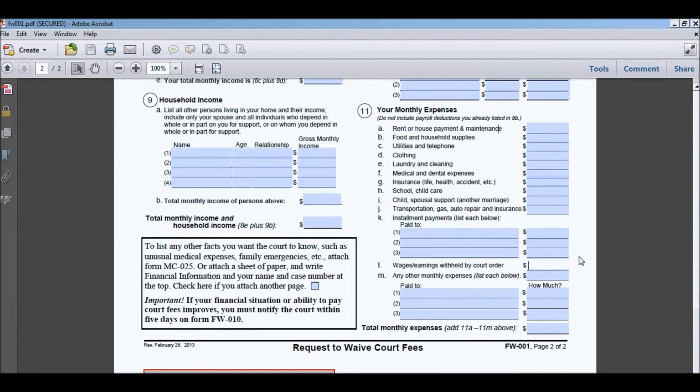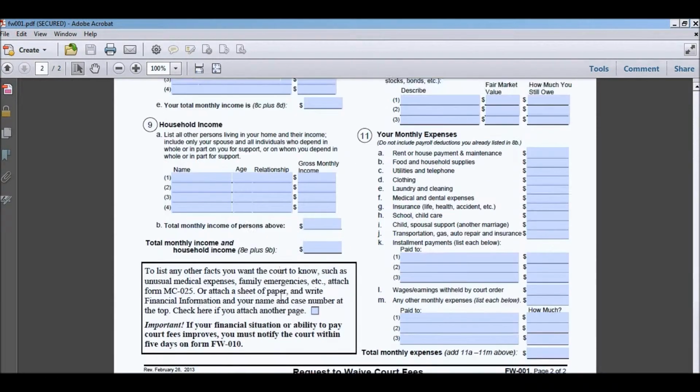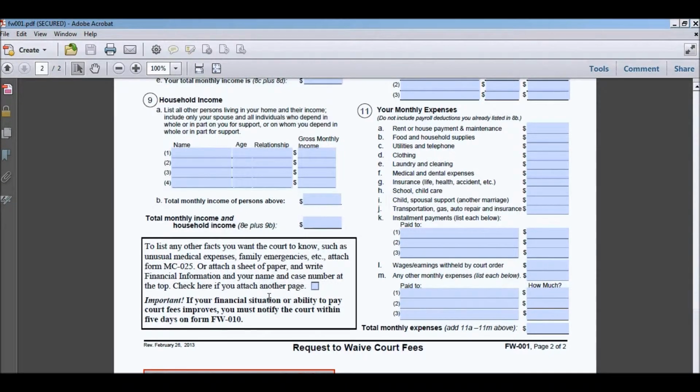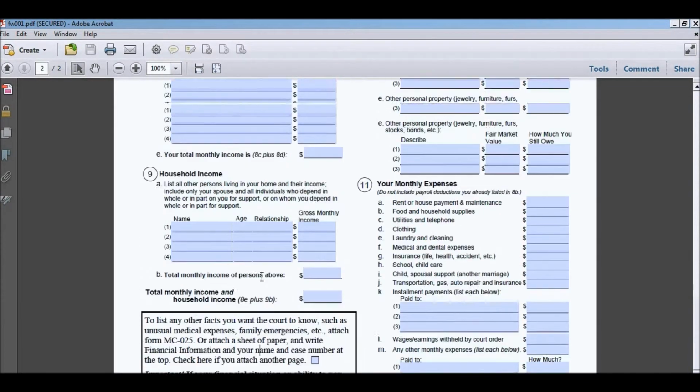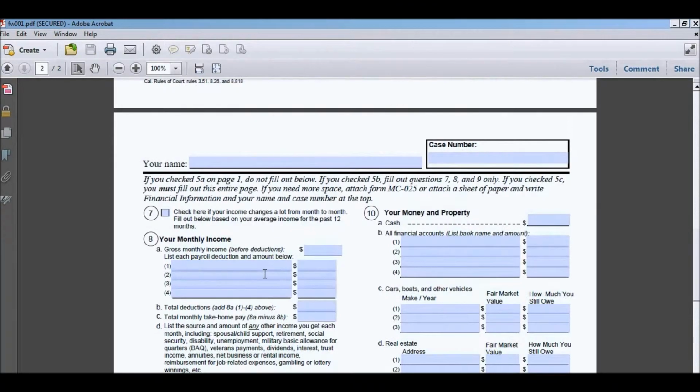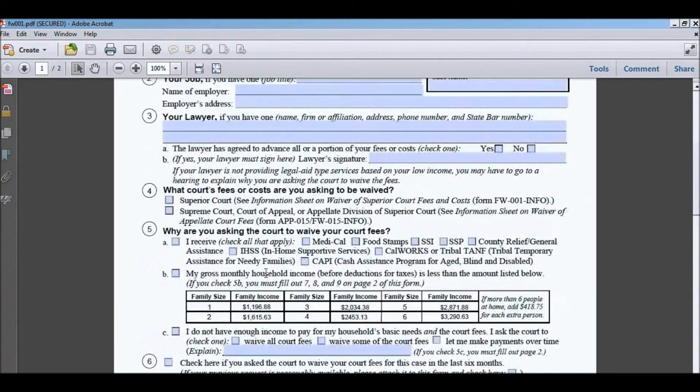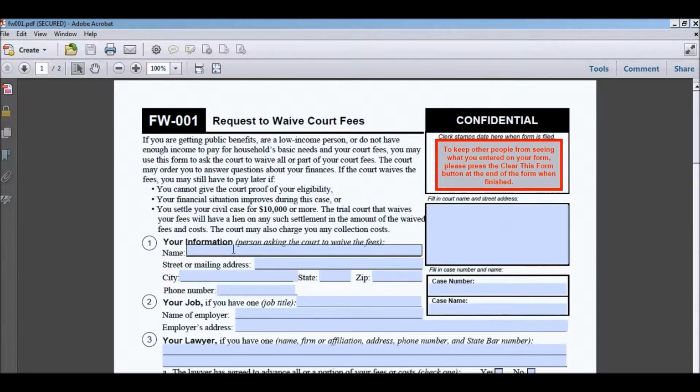If you have any other sort of emergency type stuff that really kind of explains why your expenses are the way they are, then go ahead and feel free to list that in another form. It's called the form MC25. Go ahead and download that like you downloaded this form, and explain your situation and attach it. So that is how to fill in this second page right here, and that's the second page of the FW001.